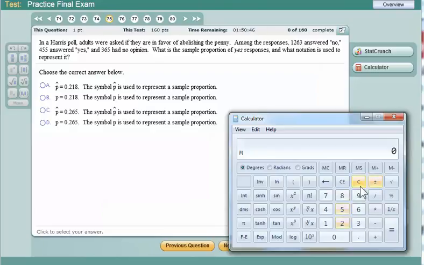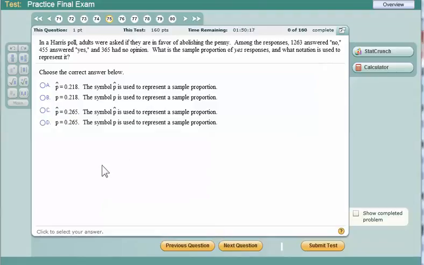If we would have just added 1263 plus 455, our denominator would have been 1718, and so then yes responses divided by that amount is 0.265. Yep, pretty expected.